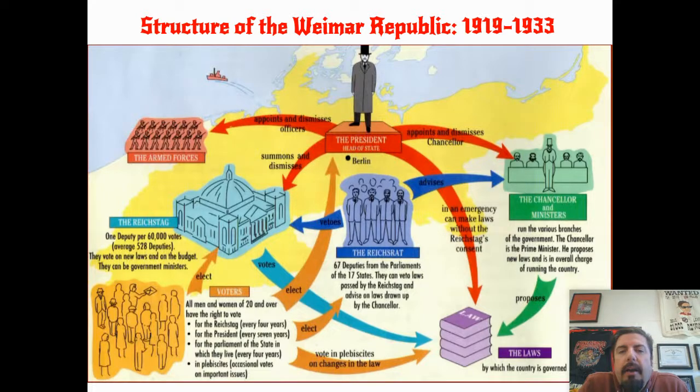Here's a diagram talking about the structure of the Weimar Republic. Once again, you don't need to know the ins and outs of this, but basically it was broken up into the president, the chancellor, the Reichstag, and all that. So your typical liberal democratic government in which eventually Hitler and the Nazis amalgamate and turn into a dictatorship by, like I said, the middle of 1933.